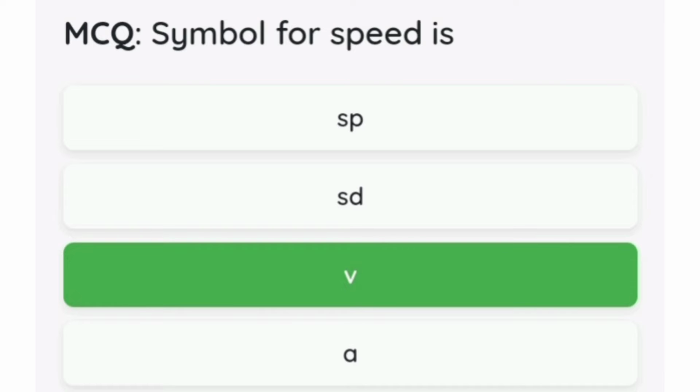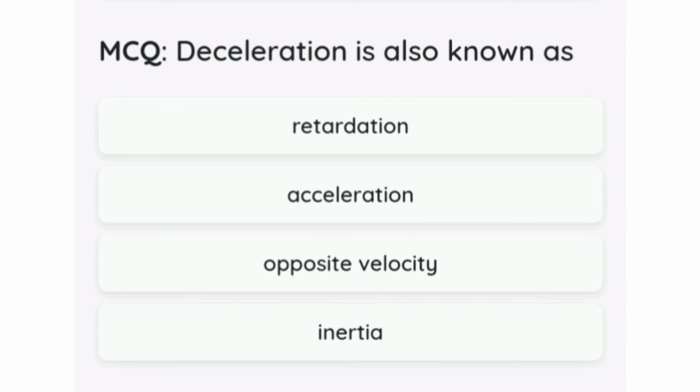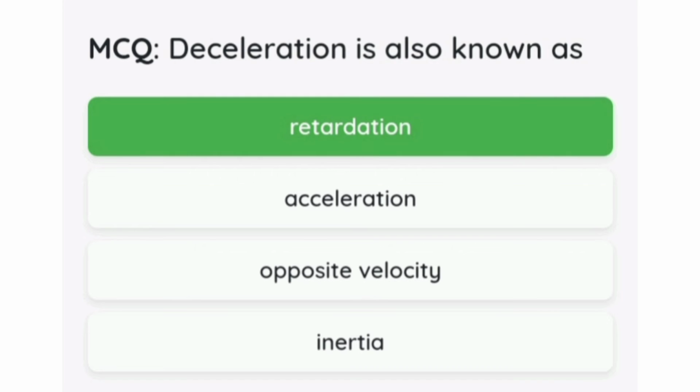So next MCQ we have: deceleration is also known as. As we know, negative acceleration is also called retardation or deceleration. So the right answer of this MCQ is retardation. Means when the velocity of the object is decreasing with time, then it's called negative acceleration, means retardation.